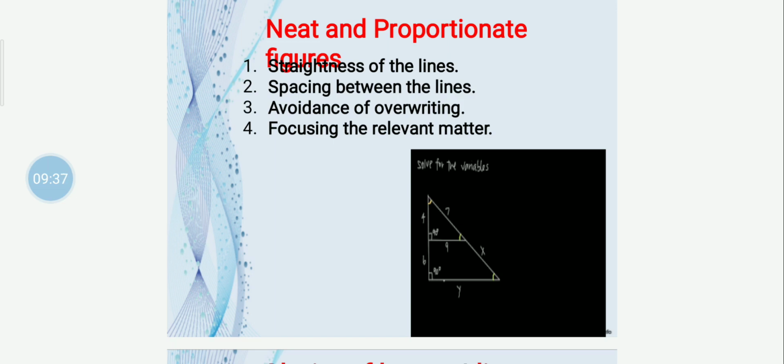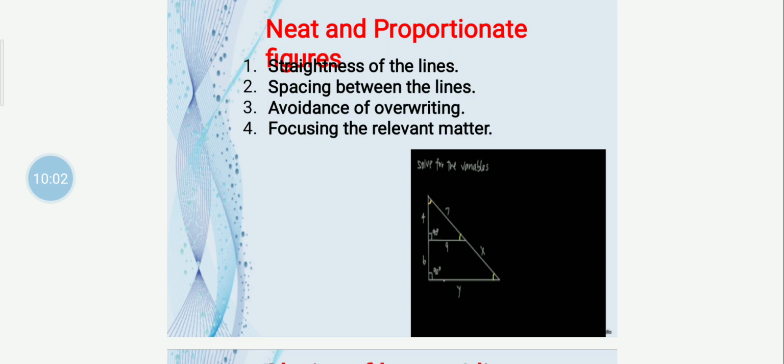Neatness, then the straightness of the lines is important, and the spacing between the lines is also important. Before that, we have to see the size of letters and diagrams. The size of the letters and diagrams should be bold and clear. And the size of the capital and the small letters also has to be kept in our mind.